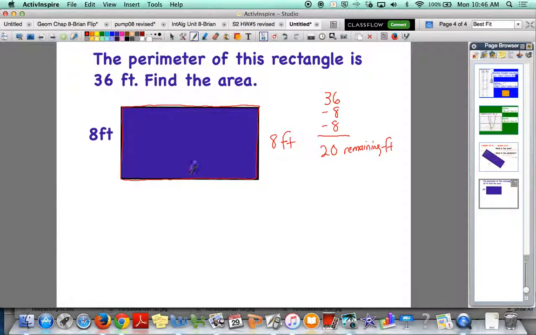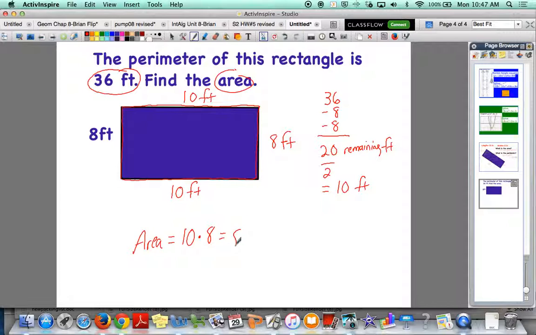And since we know both of those other two sides are equal to each other, if we just divide that in half, divide it by 2, we get 10 feet for the remaining sides. So we get 10 feet and 10 feet here. Let's just check that to make sure it still works, because we know the perimeter is 36 feet. So 10 plus 8 plus 10 plus 8. Well, 10 plus 8 is 18, and then another 18 gives us 36. So that works. Okay, so that means that our area, because don't forget we're supposed to find the area, is length times width. So 10 times 8 would be 80 square feet. So that's going to be our area.